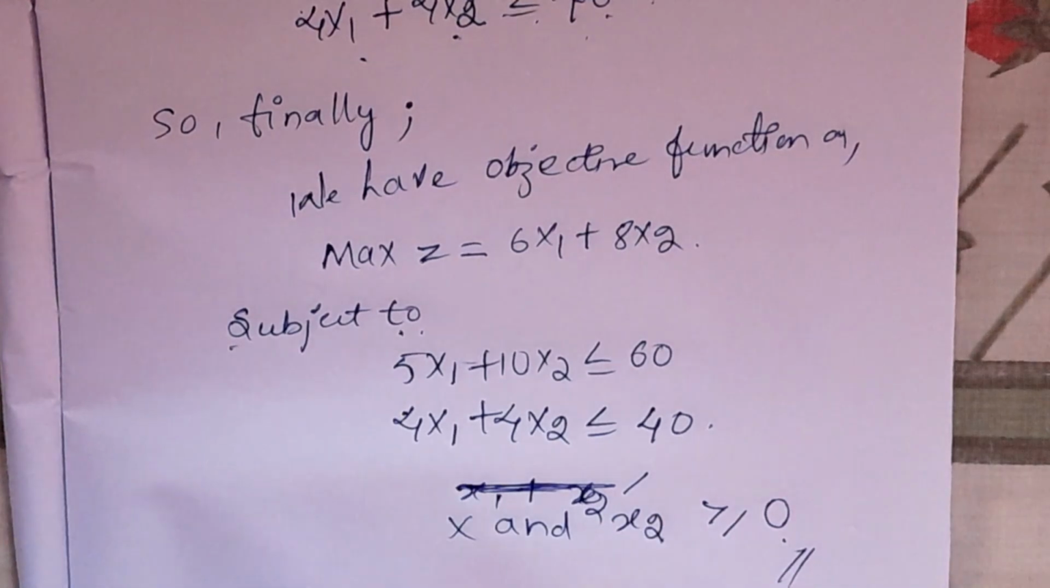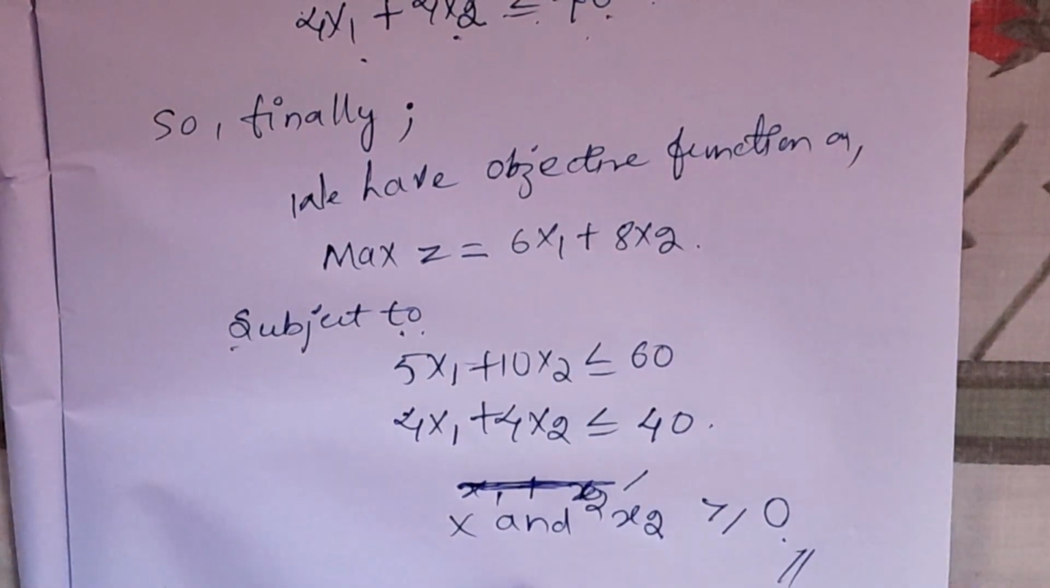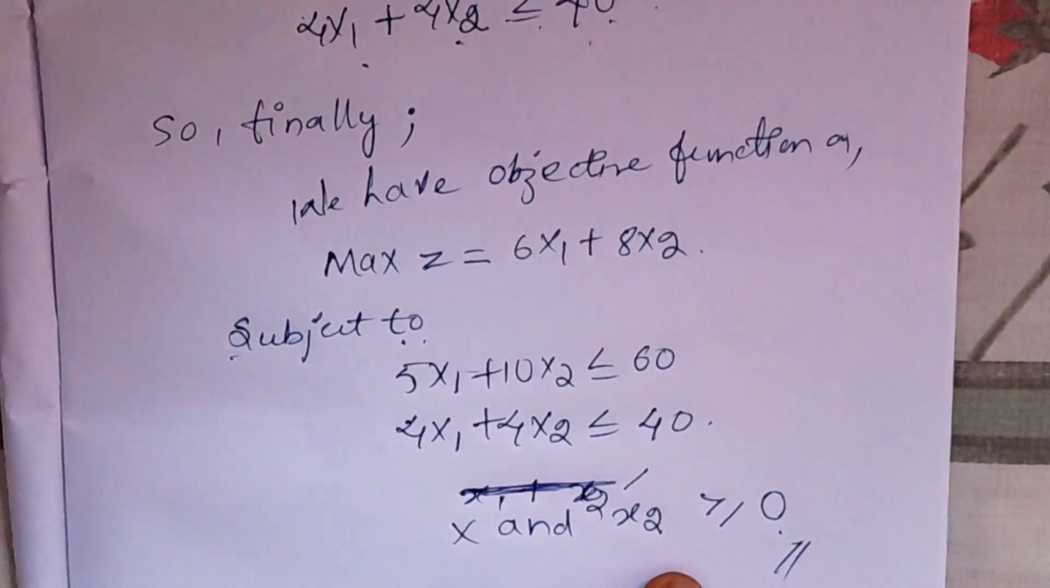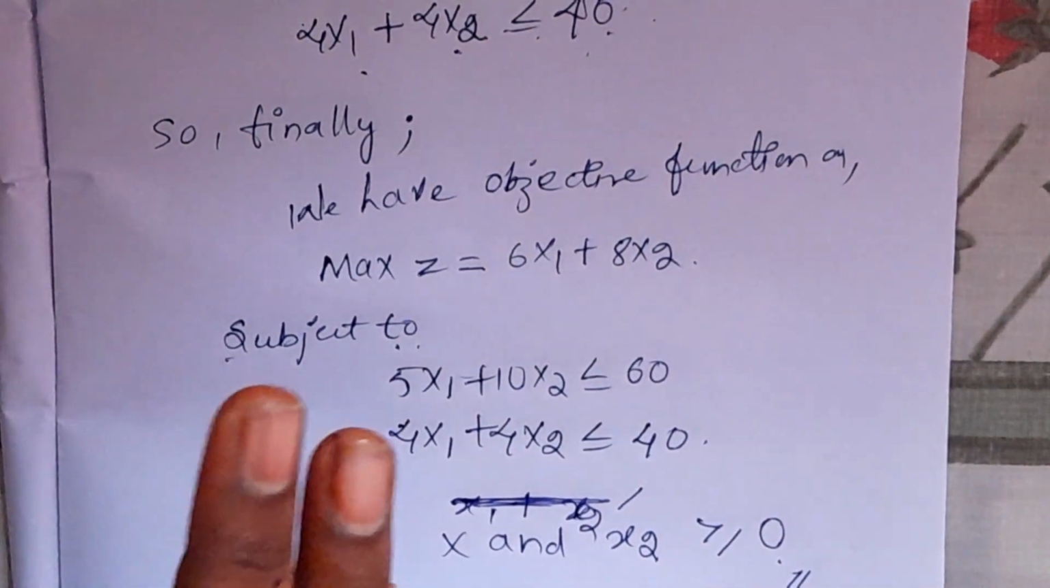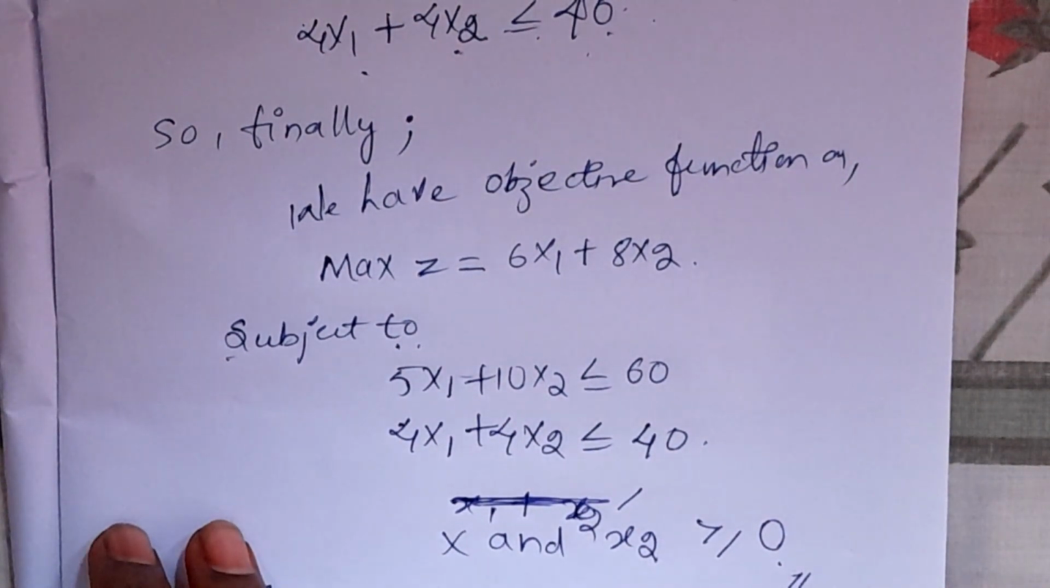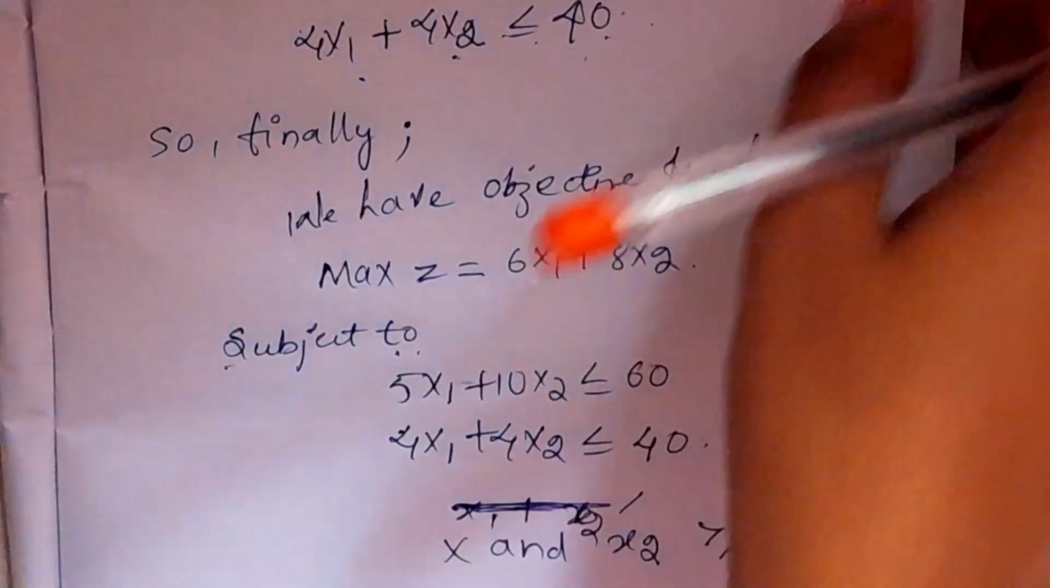So this is how we can formulate a linear programming problem. After this, we have other methods to solve it, like simplex method and maximum minimum problems. We have to solve all of them. This is just how to formulate a linear programming problem.